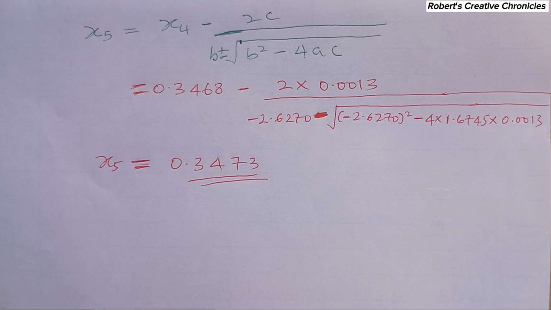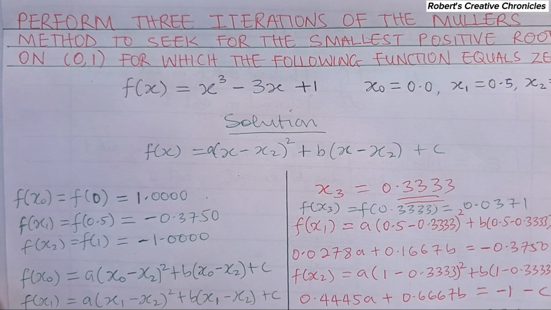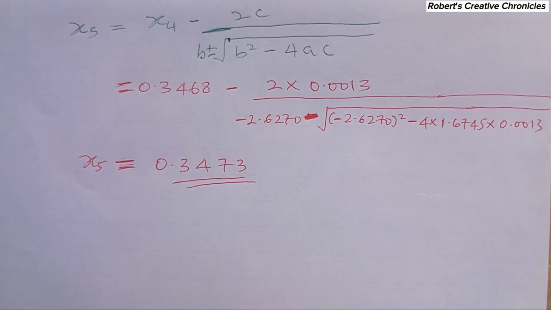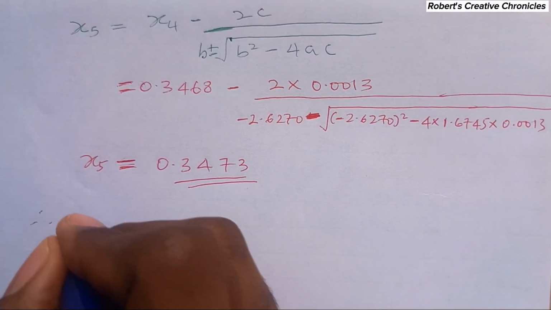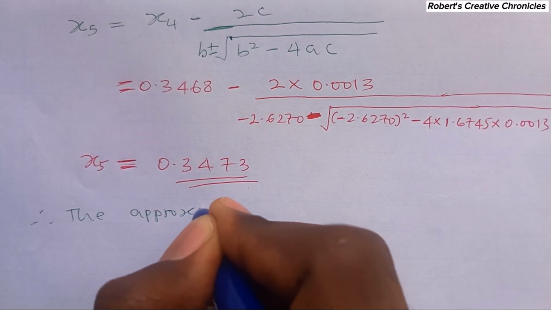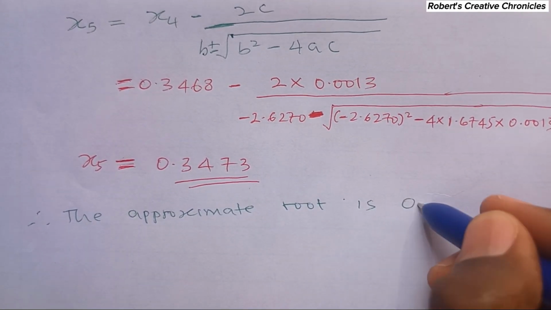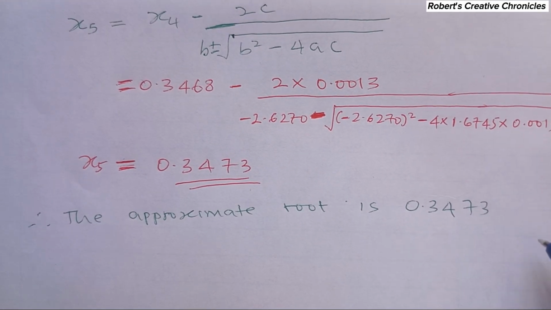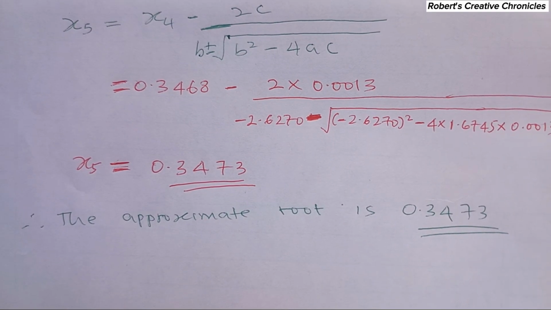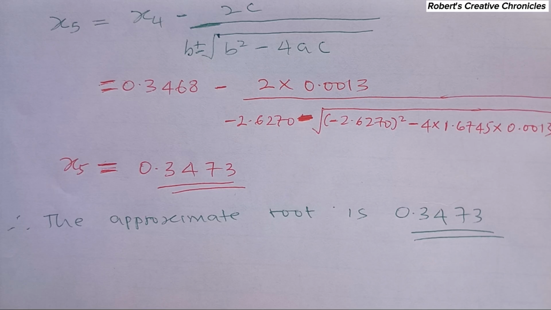So we are going to stop here, since the question specified that we should perform 3 iterations. So we have done the 3rd iteration, which is this. So we can stop here. So therefore, we can conclude that the approximate root is 0.3473. So this is the approximate root, 0.3473. And this is how you find the approximate root of an equation using Muller's method.